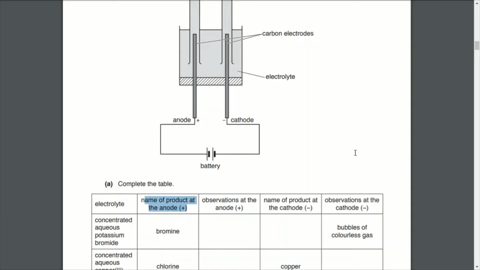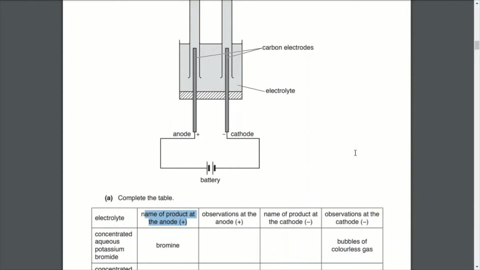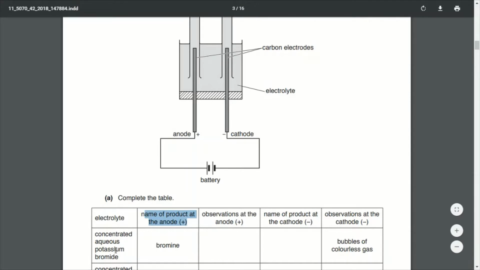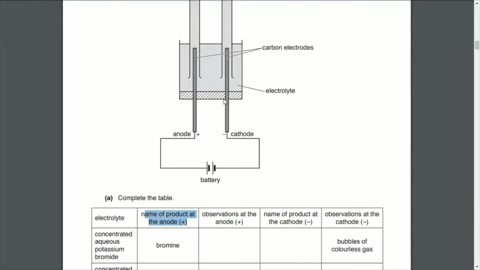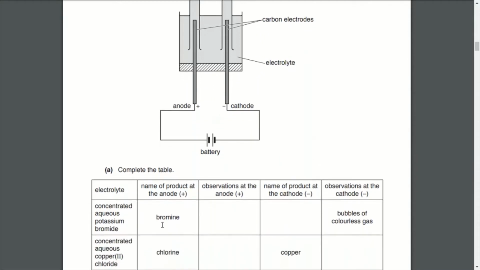First of all, we're going to see the electrolyte. The electrolyte is concentrated aqueous potassium bromide, and these are carbon electrodes. Carbon electrodes are inert electrodes. They do not react and form some product. So here the product at the anode is bromine. The color of bromine is basically a brown liquid. It's brown and it is liquid in state, so here we are going to write brown liquid.